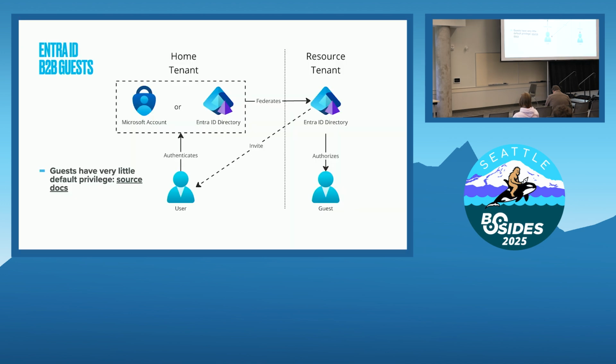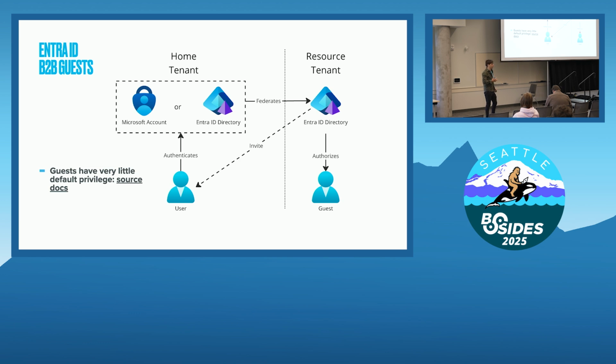Getting into the weeds, let's understand exactly how these guest users behave. When someone decides to invite a guest user into your directory, the invite gets sent out to them. You just enter the email of that person. But when they get into your directory, they're actually going to federate in. They authenticate against their own home directory and then get federated in, and then they're authorized as a guest into your directory.